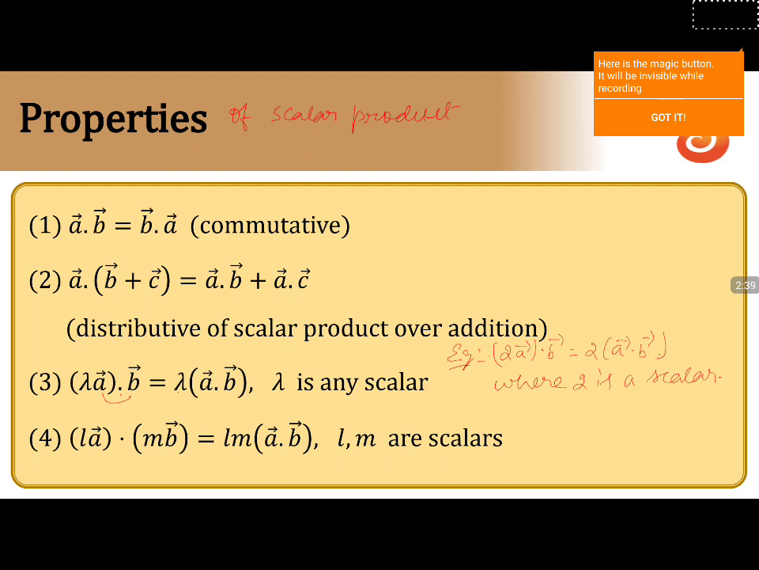Coming to the fourth one, along with the two vectors A and B, we will take two scalars. One is known as L, the other one is known as M. So, LA vector dot MB vector is equal to, we'll keep the L and M outside, and multiply those two. Then we'll take the dot product between the two vectors, that is A and B. The value remains the same. Therefore, LA vector dot MB vector is equal to LM into A dot B.